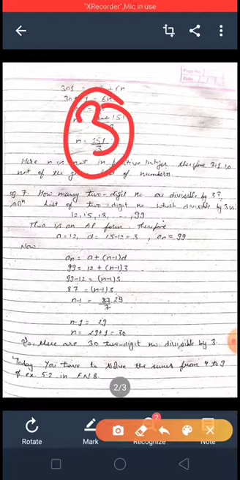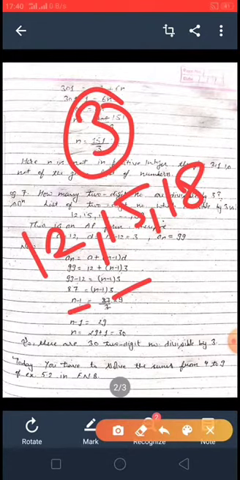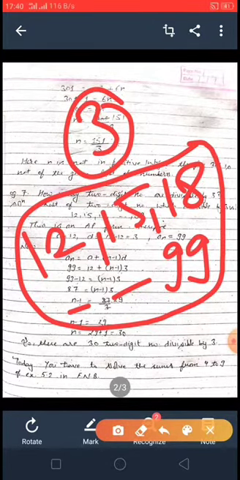Now example 7: how many 2-digit numbers are divisible by 3? Means which 2-digit numbers are there that are divisible by 3. Clear? You have to remember here, 2-digit numbers. So 2-digit numbers means starting from 12, 15, 18 and up to 99. Clear? So we have to find out how many of these numbers there are.